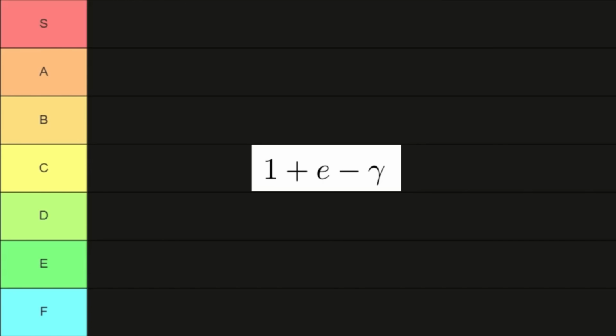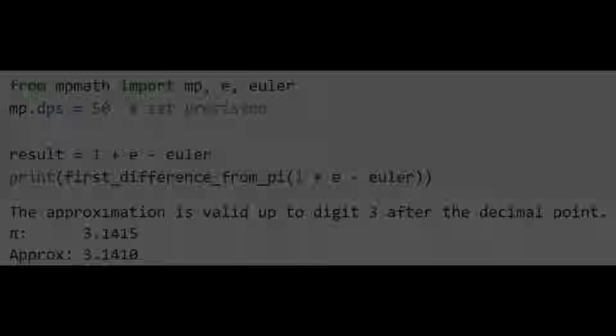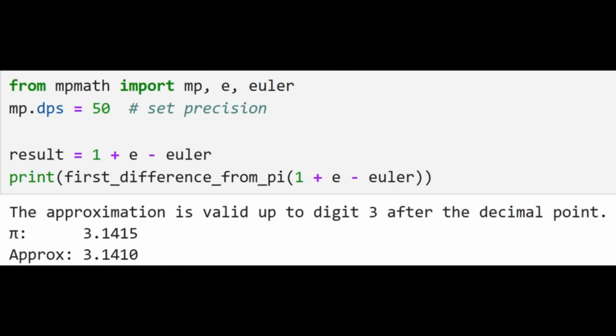So this one is a bit more obscure. The number E is familiar, of course, and gamma is the Euler-Mascheroni constant. Its value is about 0.57, and it shows up in analysis and number theory, especially in integrals and harmonic series. So what happens when you subtract it from E and add 1? You get a decent approximation of pi.